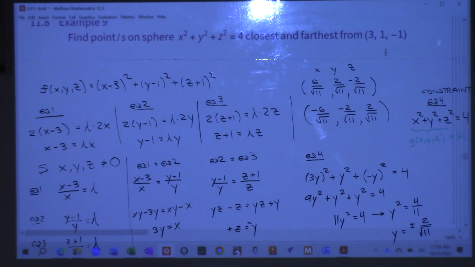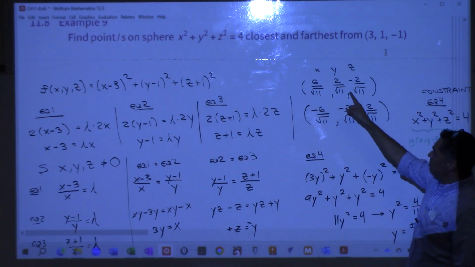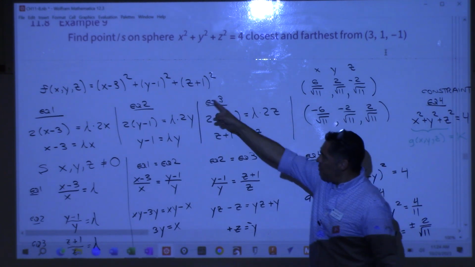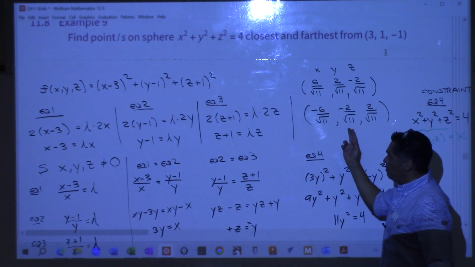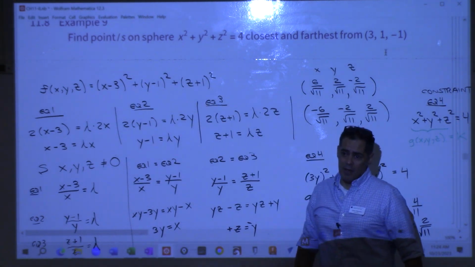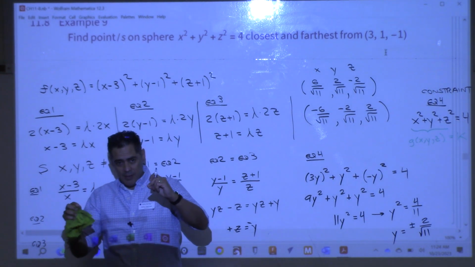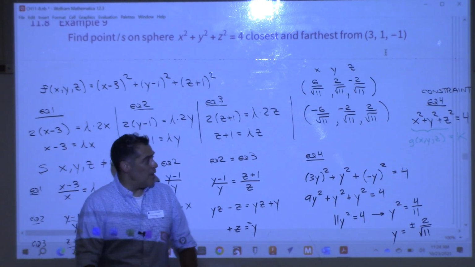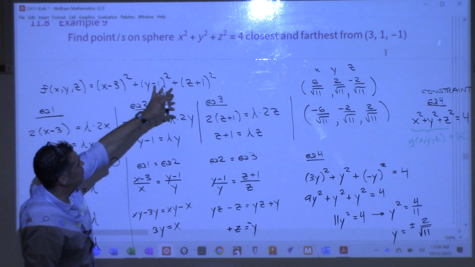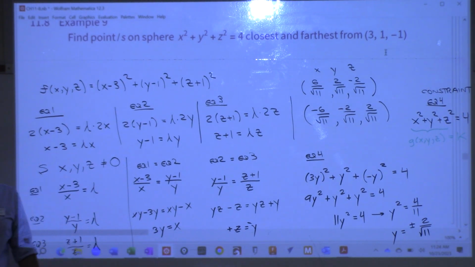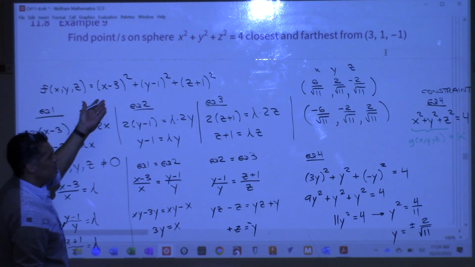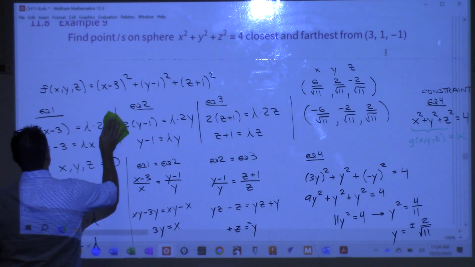Now, one of these points gives you the maximum value of that function. One of these points gives you the minimum value of that function, right? And this function measures the what? Careful. It measures the distance squared. What is the question asking? Find the points on the sphere that are closest and furthest. It's not saying find the distance. But we do need to calculate which of these is the max and which is the min, right? So to do that, we can plug them in here.